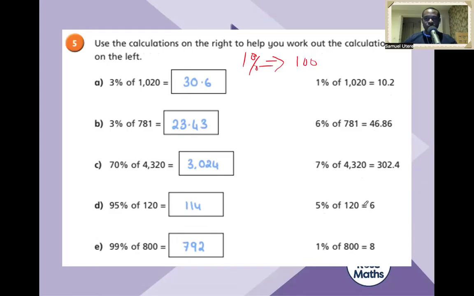This one, you find 100%, which is the whole lot, and you take 5% from 100%. So if 5% is 6 of 126, to find 95%, you just do 120 minus 6. This one, you already know 1%. So to find 99%, you just do this amount minus 8. These are some really clever ways to work out percentages. All right, let's do some new learning.